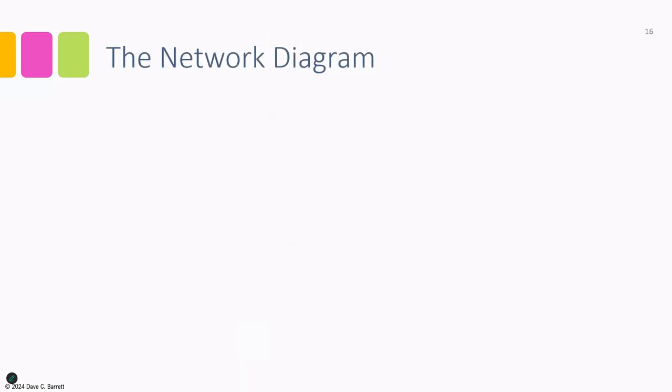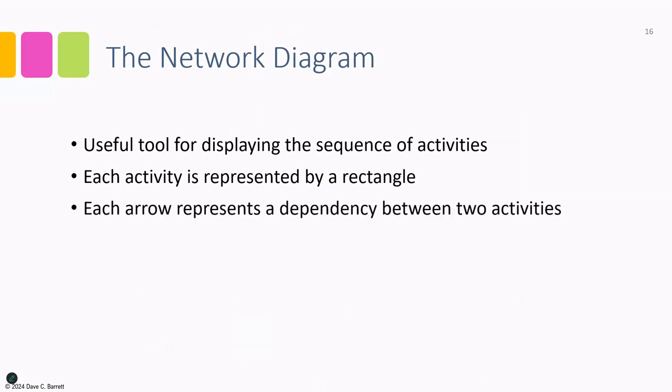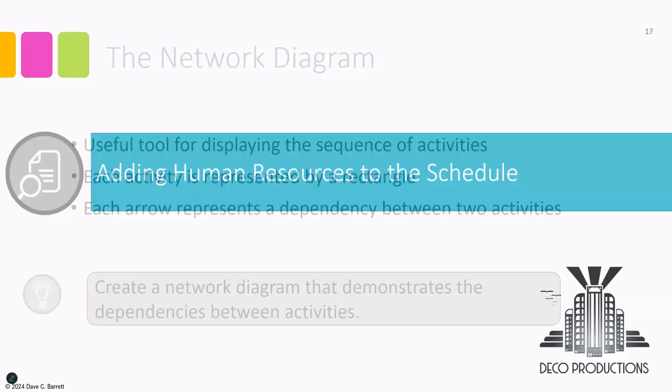What you just looked at is something called a network diagram. It's a useful tool for displaying the sequence of activities because it's very graphical and very obvious. Each activity is represented by a rectangle. Each arrow represents a dependency between the two activities. So key idea, when you are at the early stages of planning, creating a network diagram that demonstrates the dependencies between activities is a good idea.